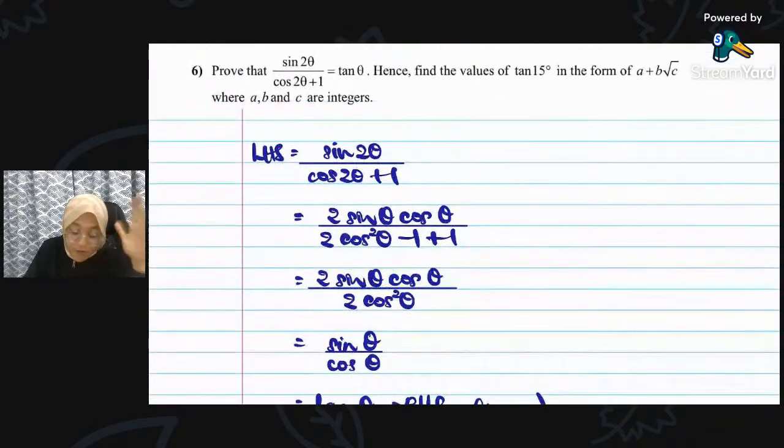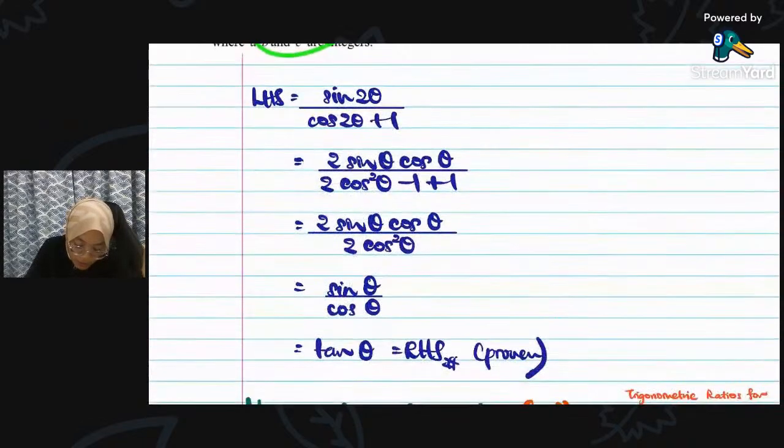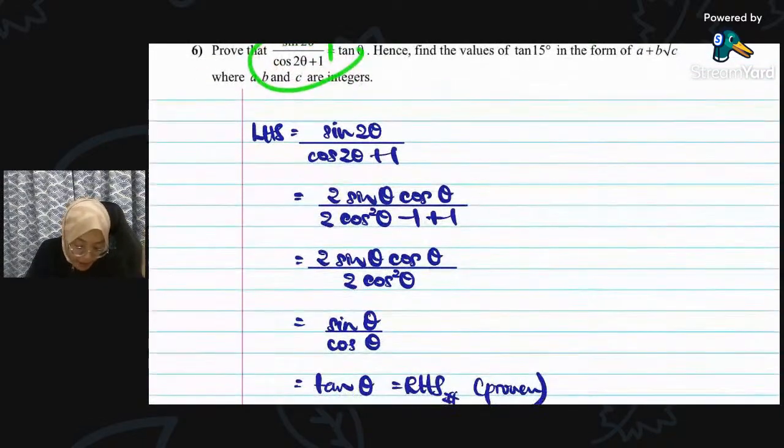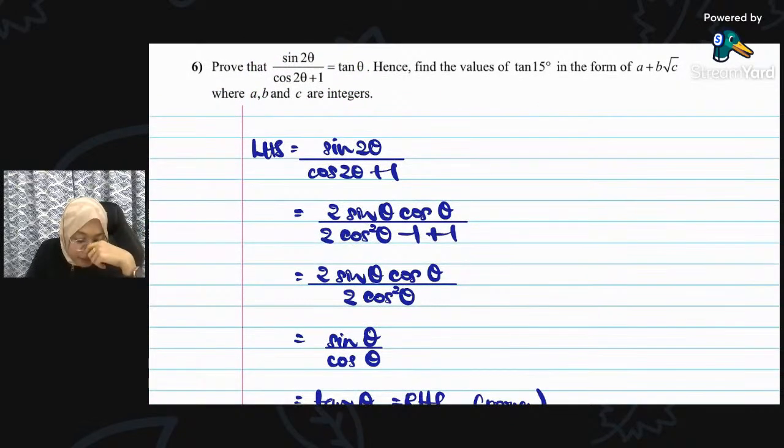Now question 5 is easy. Question 6 is proving. Oh my god. So proving, oh this one is not that hard. This time I don't start from tangent, but I start from sin and cos. But don't think it is not complex. It is complex because of this 2 theta. What is 2 theta? It is the double angle formula.